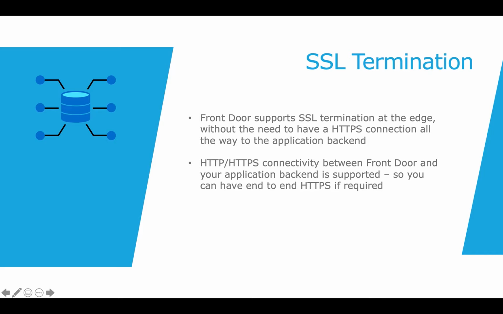So within Azure Front Door, we're also able to do SSL termination. So we can terminate this at the edge, that's the entry point to the Microsoft network, without the need to have a HTTPS connection all the way to the application backend. Connectivity between Front Door and your application backend is supported both over HTTP and HTTPS. So if you've got requirements for security reasons or compliance, you can still have HTTPS end-to-end.